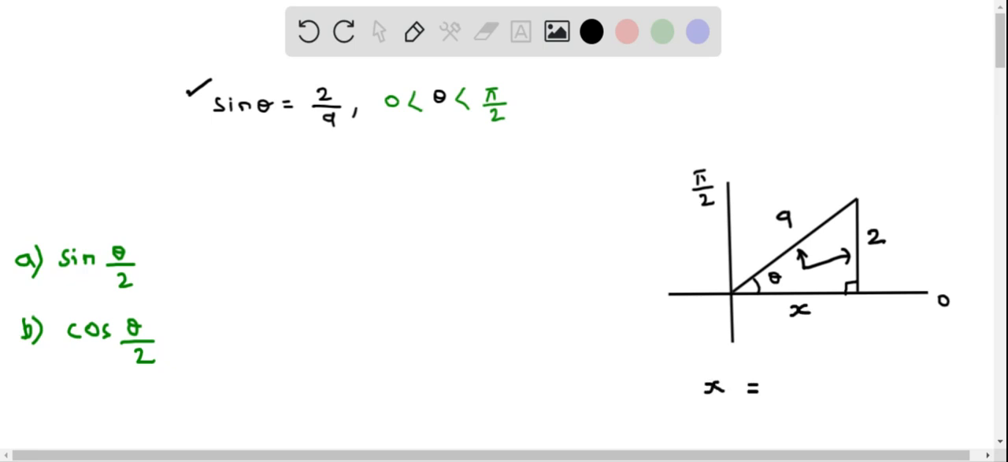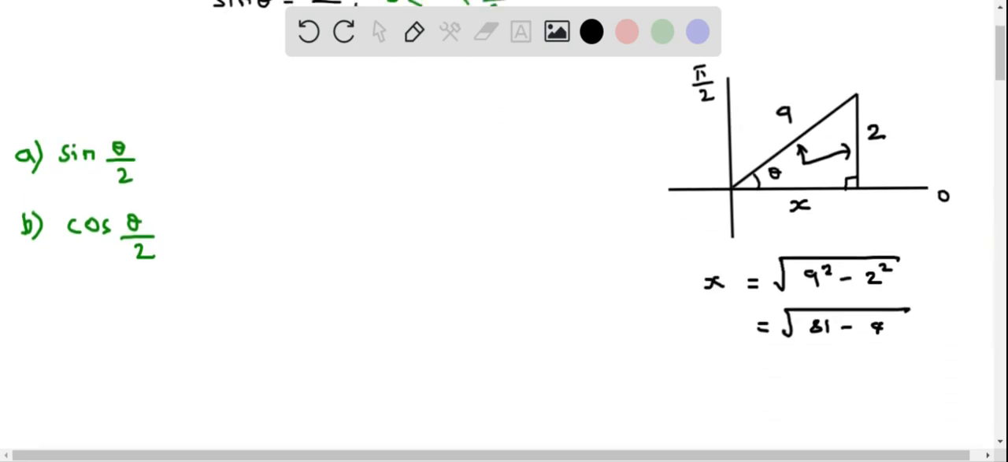So we write x equals the square root of the square of the hypotenuse minus the square of another leg, which is 2 squared. And so this gives the square root of 9 squared is 81 minus 2 squared is 4. So 81 minus 4 equals 77. And so we have determined x equals the square root of 77. So let me put square root of 77 as x.